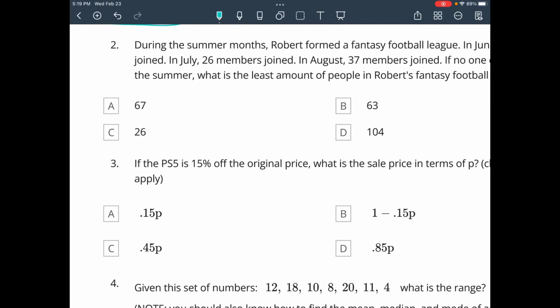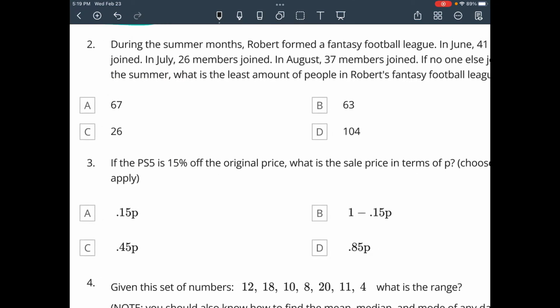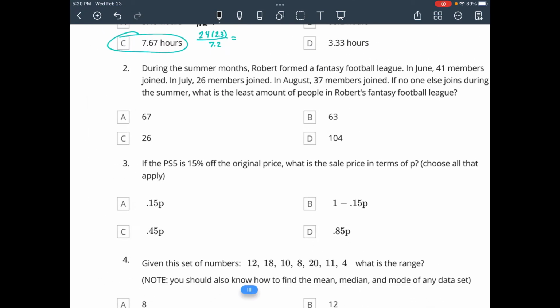Number two. It says during the summer months, Robert formed a fantasy football league. In June, 41 members joined. In July, 26 members joined. And in August, 37 members joined. If no one else joined during the summer, what is the least amount of people in his fantasy league?